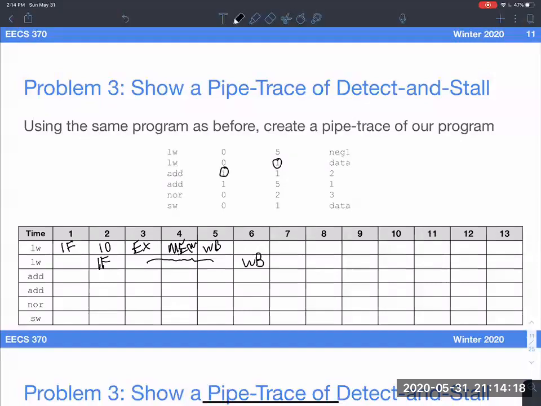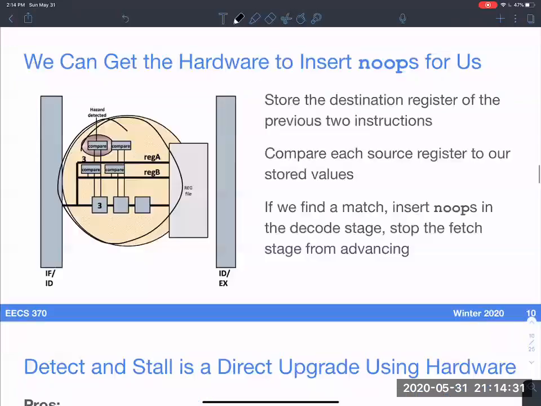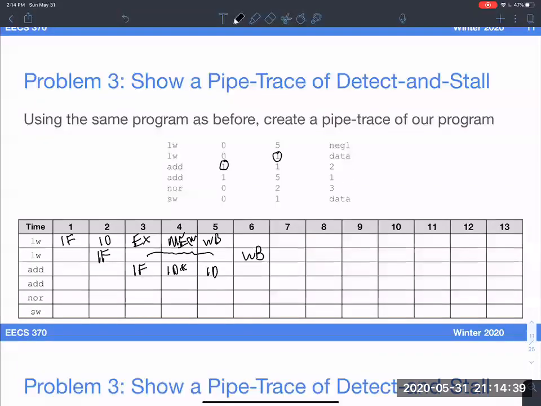register 1. So that means when we do our fetch, we see that it's dependent on register 1, which was one of the destination registers of the previous 2 instructions. So that means we have to stall. That's going to be ID star, and then ID star again. And then we can continue on to the ID, execute, memory stage, and write back.